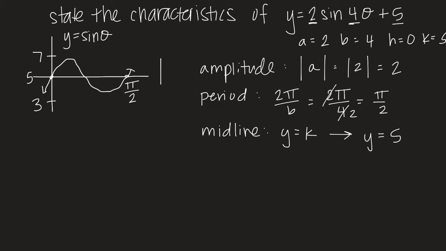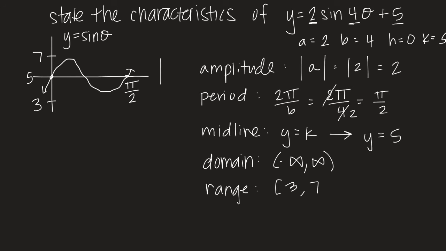Okay, so let's do domain and range. Domain. For every sine and cosine function, the domain is just negative infinity to positive infinity, or all real numbers, because this wave just keeps repeating over and over again. It doesn't have any restriction on its domain. And then the range depends on where the highest and lowest points are. So the lowest point is 3, and it goes up to 7. And I'm using brackets, square brackets, because we're including 3 and 7. It actually touches at those points.